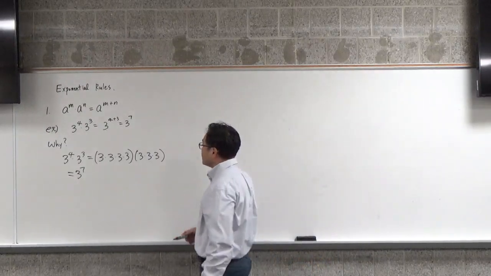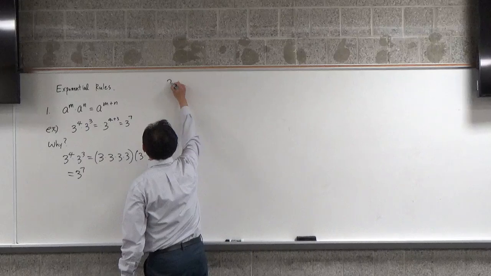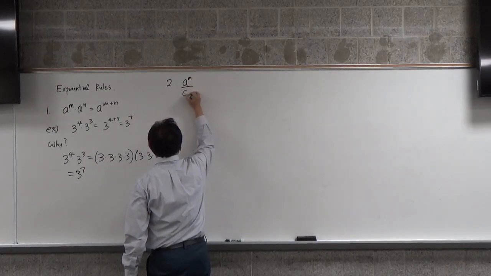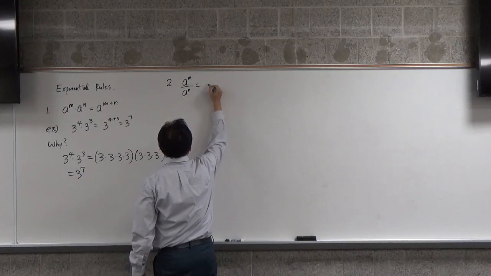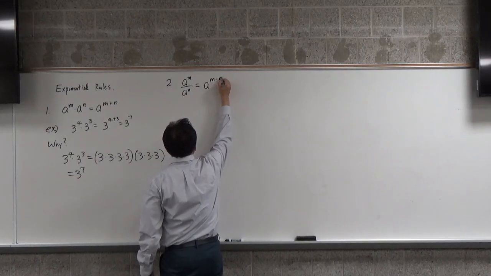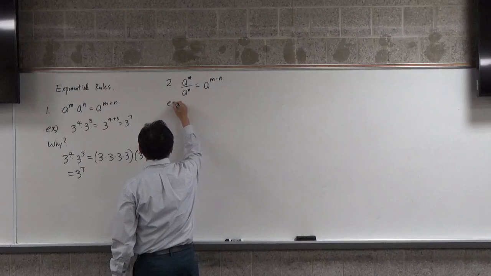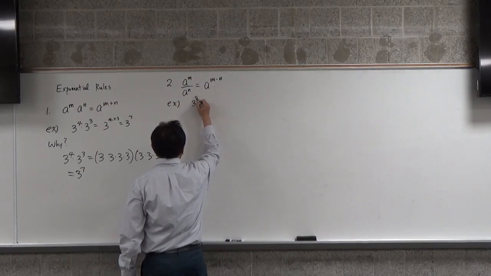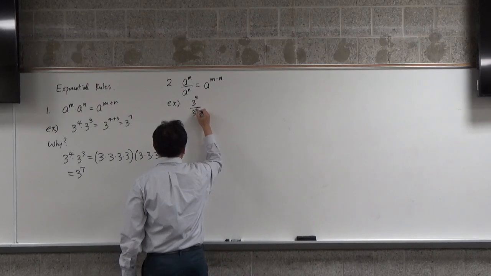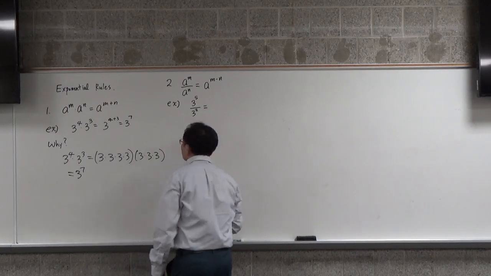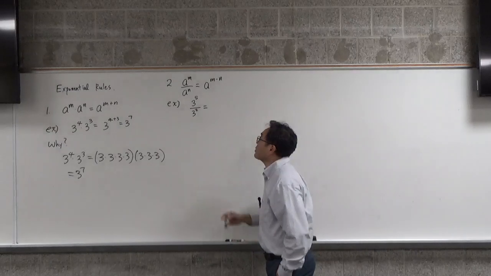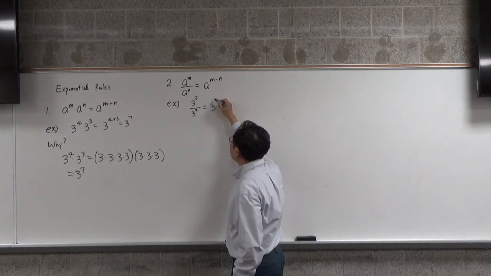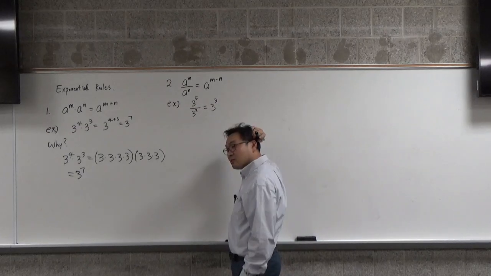Okay. Now, what about division? If you have a to the m divided by a to the n, this is a to the m minus n. An example would be 3 to the 5th power divided by 3 squared. What would you get? According to this rule, this is 5 minus 2, which is 3 to the 3rd.